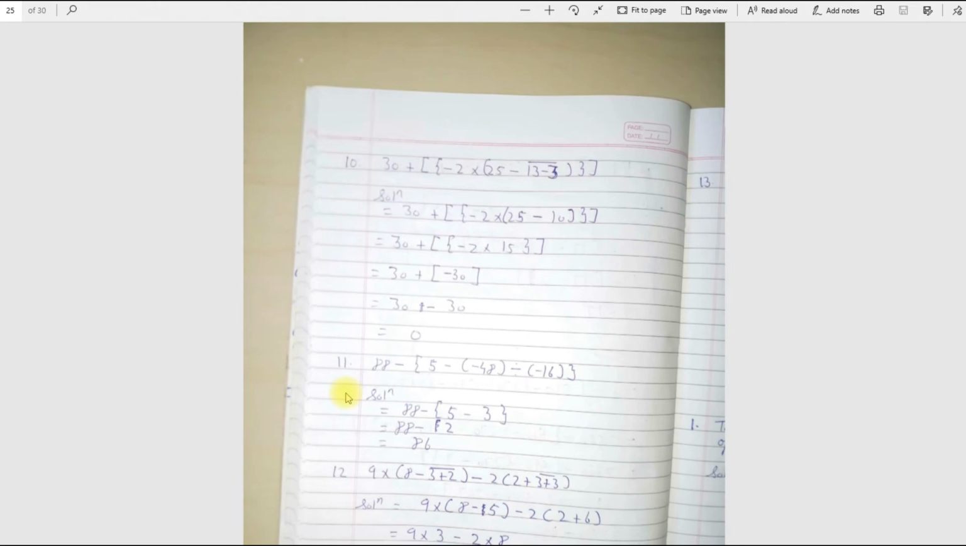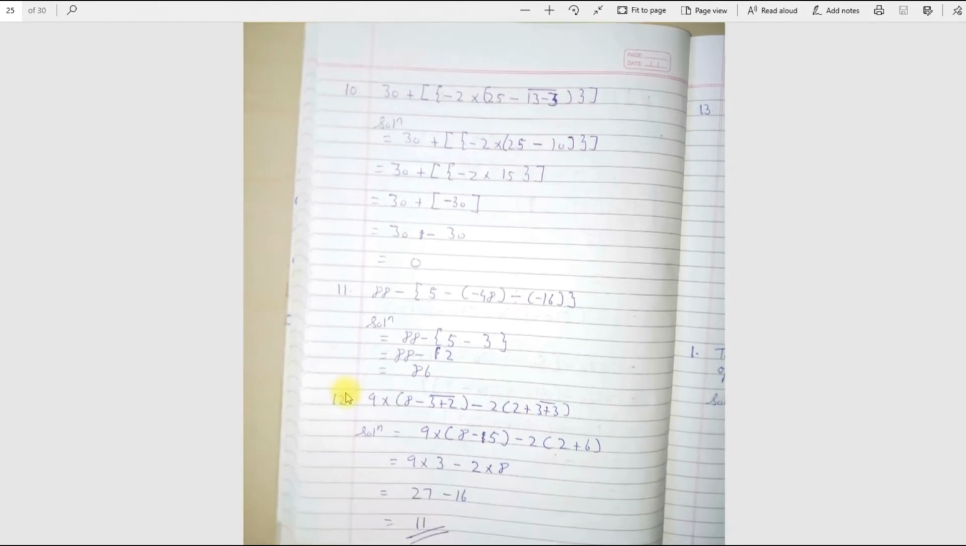Next, sorry for the image. The image is not that proper, but you can see that image clearly. So it's okay. Now this is the question, it is very easy. You can go through the sum.